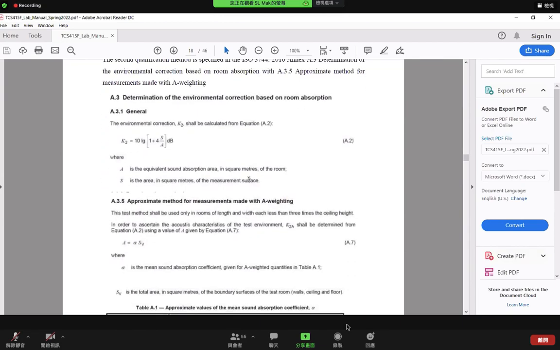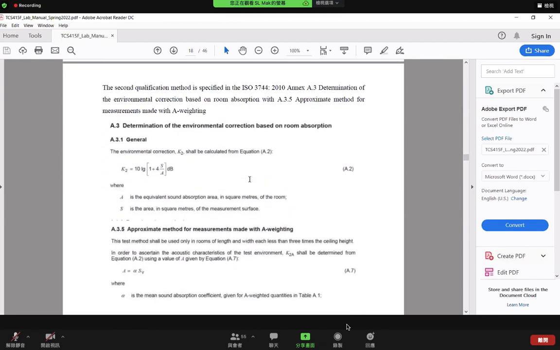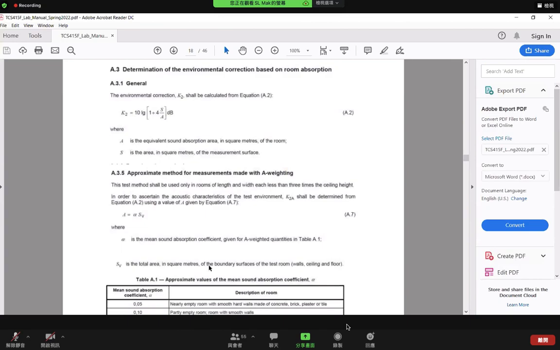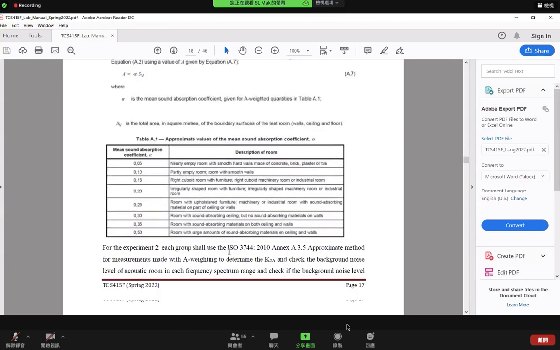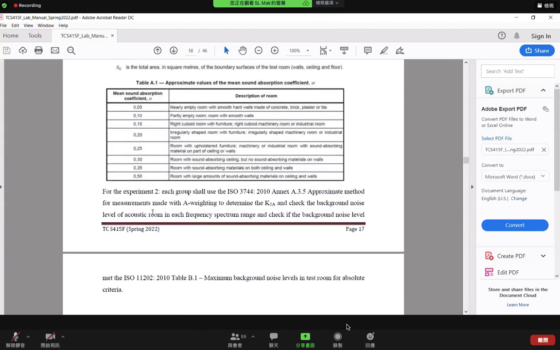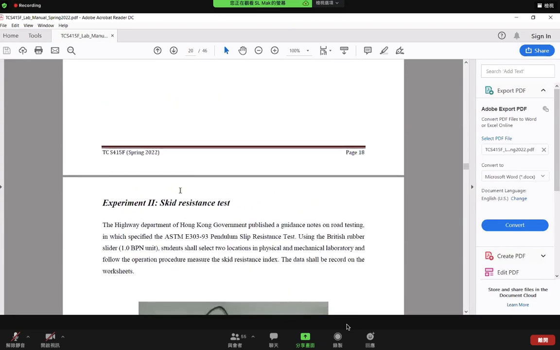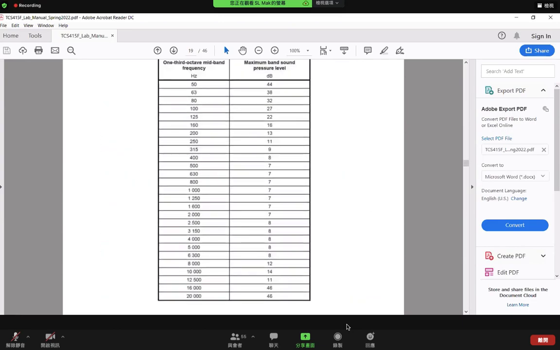Okay, and then when you go into our laboratory, you are required to apply this approximate method for measurements made with A-rating. You will use this equation to calculate, and this table. Don't worry, I will teach you how to calculate the value step by step. Okay. Let me show the worksheet.